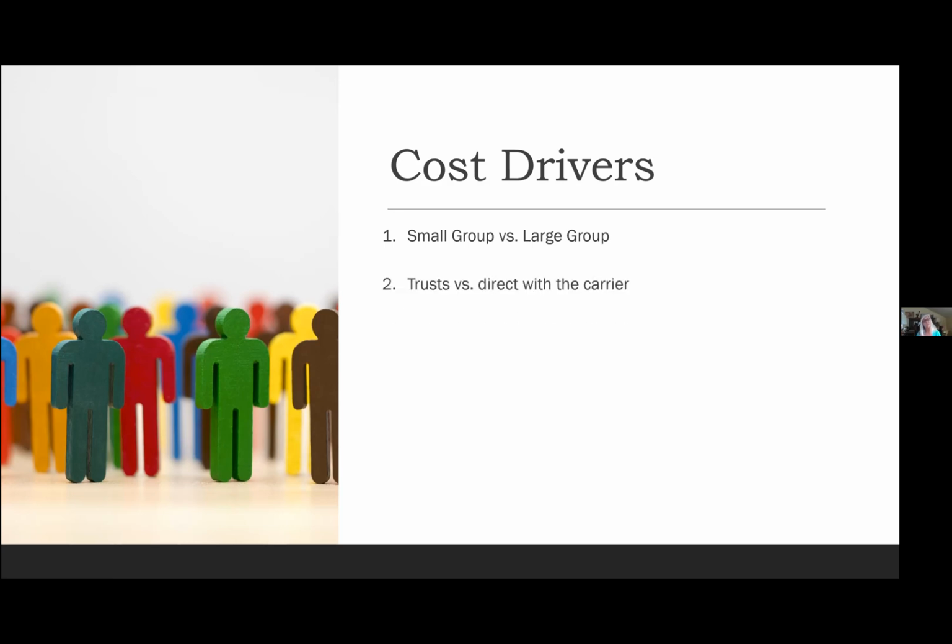Then you have trusts versus direct to the carrier. So trusts are using the pool of the population, and it might be a population of architecture firms. It might be a population of just small businesses from 5 to 50. But the trust can pull all of that medical information from all the plans inside the trust and keep their rates under control. When you go direct to a carrier, you're going to be subject to the carrier's small group block or the carrier's large group block, and it's going to drive your costs accordingly.